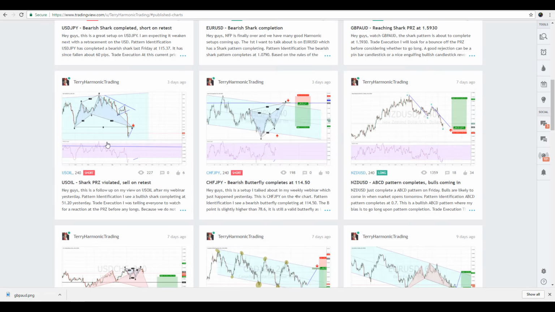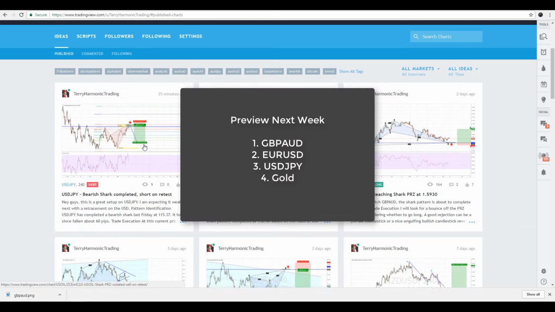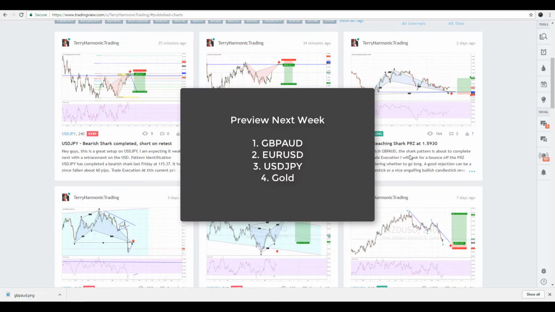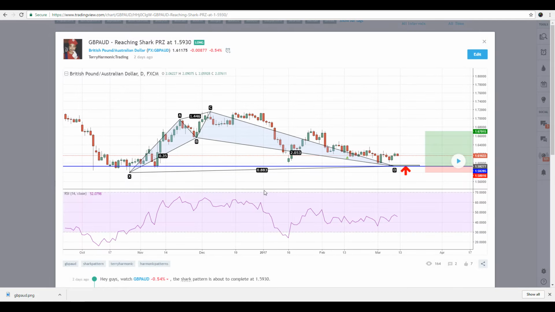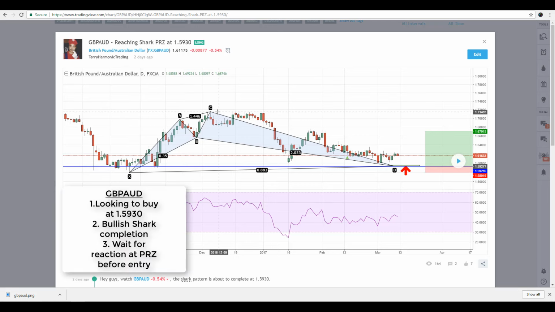Next, I want to talk about previewing 4 brand new setups for next week. The first one is on Pound Aussie. Pound Aussie is on the daily chart. What it has done is that it's likely to complete this bullish shark pattern very soon. You see all the clues are here already. You see the RSI goes above the 50, comes back down with a sharp retest, and right now it's just going sideways for a moment.